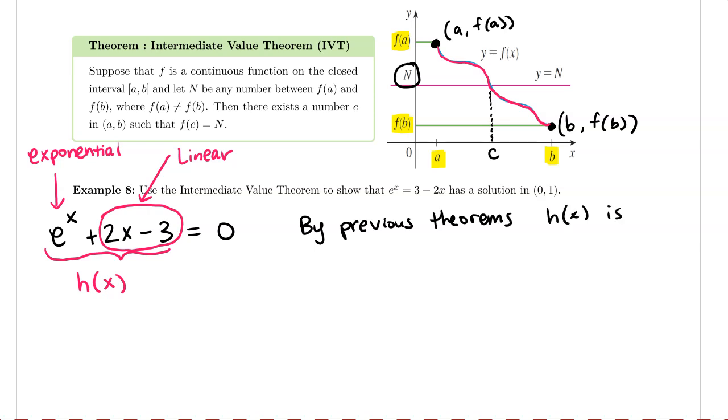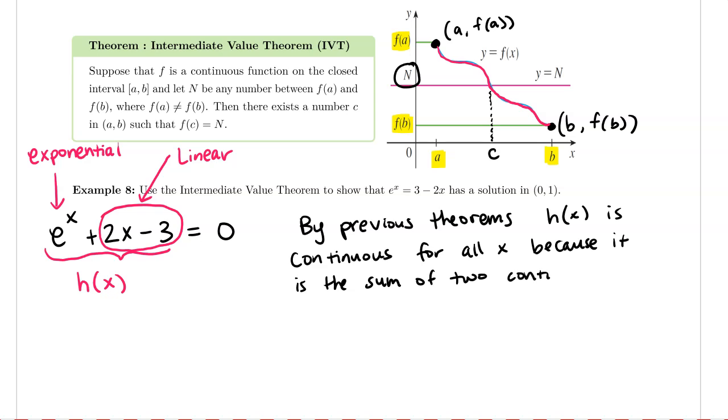h of x is continuous for all x because it is the sum of two continuous functions. Now, why do we have to write all that? In order to use the intermediate value theorem, it says that the function that we're looking at must be a continuous function. So we have to satisfy the conditions of this theorem.